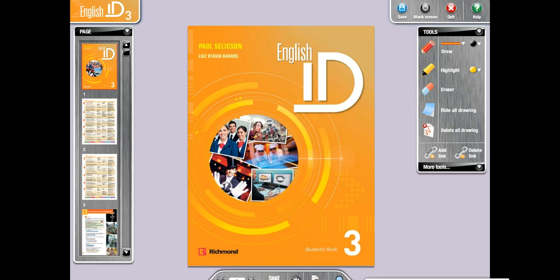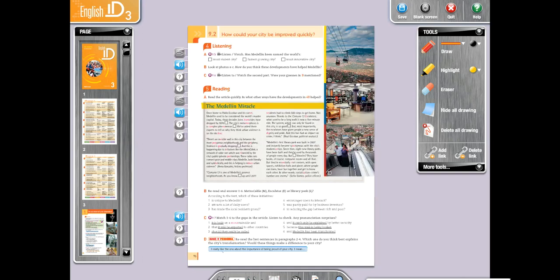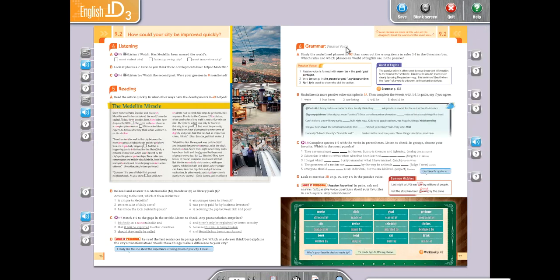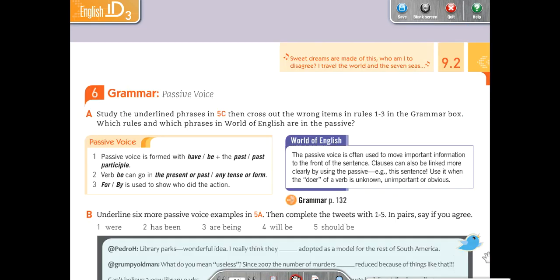Well, let me put up the page. As I told you, we are going to work pages number 96 and 97 at the same time. First, is this 97? You're going to ask me, why, teacher? Well, because you are going to use the letter C to do this exercise. Observe. Study the underlined phrases in 5C, that's why it's the previous page, then cross out the wrong items in rules 1 to 3 in the grammar box.